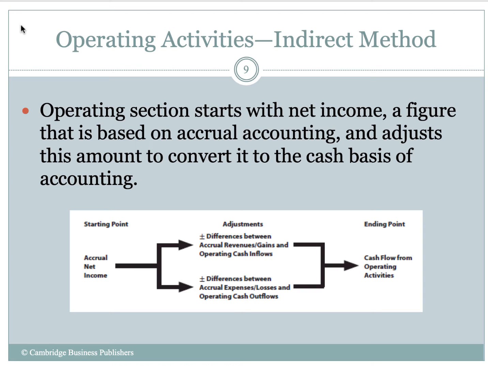Second thing we do is we're going to either add or subtract the differences between the accrued revenues and gains and any operating cash inflows. The next thing we're going to do is we're going to look at the difference between expenses and losses and the operating cash outflows. Okay, and we're going to add or subtract those. Then finally, we end up with cash flows from operating activities.